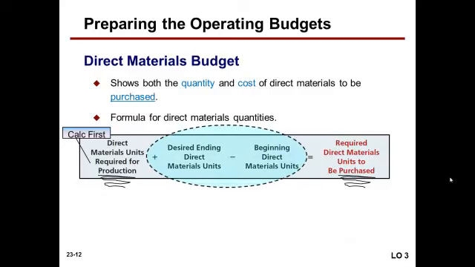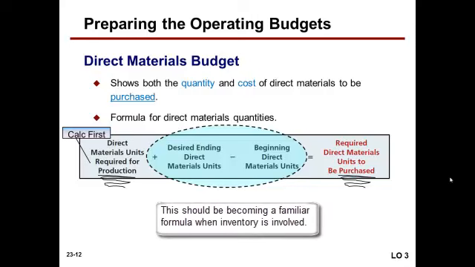Again, we have a change in ending and beginning inventory of the direct or raw materials itself, affecting how much is to be purchased. So our formula: direct materials required to support production, plus desired ending inventory, minus beginning inventory on hand, which does not need to be purchased presently, equals our required direct materials to be purchased in the current quarter.